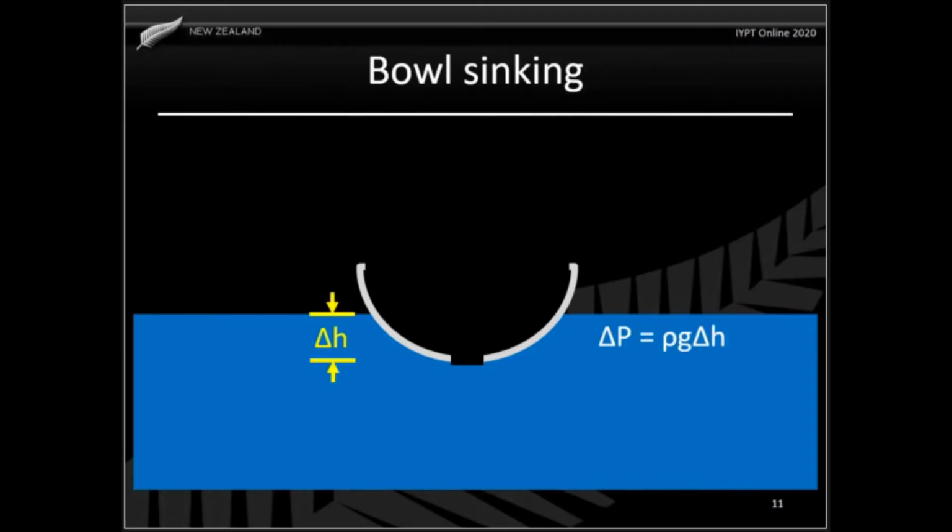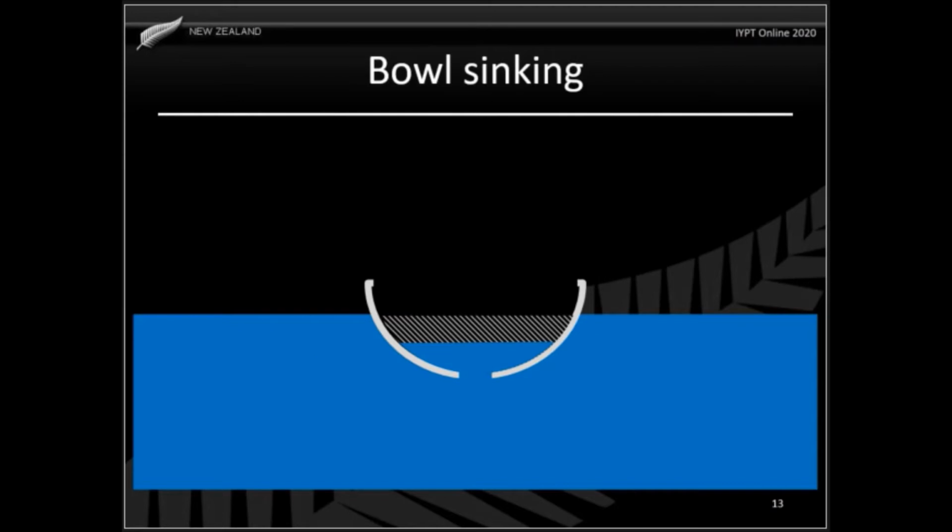When the bowl has a hole in it, there's a pressure difference because of the height difference of water between inside and outside the bowl, so water goes through the hole. And the mass of the water displaced must still be equal to the mass of the bowl plus the mass of the water in the bowl, so the bowl sinks lower.